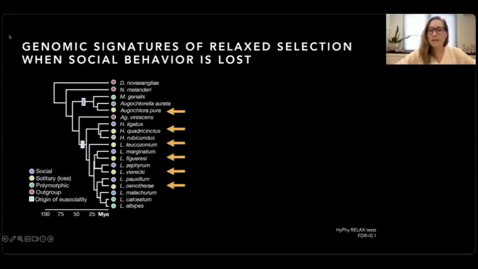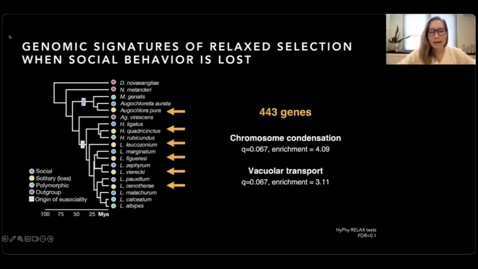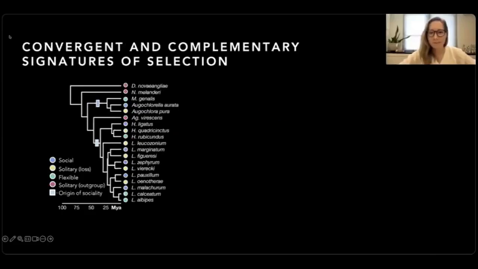Similarly, we were looking for genes that show complementary patterns of convergent relaxed selection within the SWEPBs, and these would have signatures of decreased intensity of selective pressures on all the branches where social behavior was subsequently lost. And when we did this test, we found 443 genes that show these convergent signatures of relaxed selection. And these genes are enriched for functions like chromosome condensation and vacuolar transport, which is usually related to the storage of lipids and other proteins in insects.